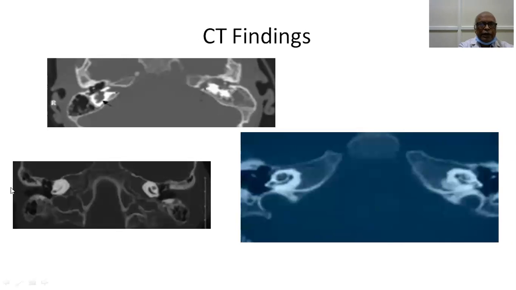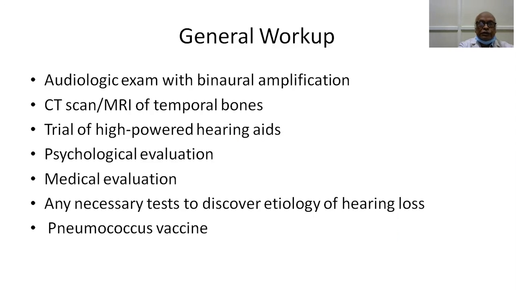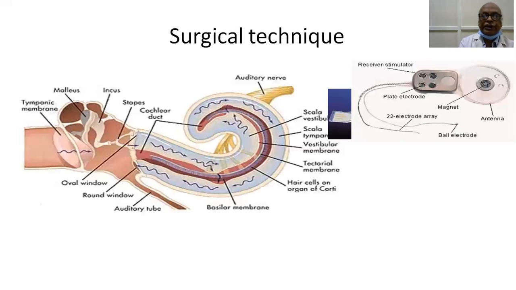These are the CT findings of labyrinthitis ossificans secondary to meningitis. General workup should be done, audiological examination should be done with binaural amplification, CT scan should be done to study the bony findings in the temporal bone, whereas MRI should be done for study of the membranous cochlea, and a trial of a powerful hearing aid should be done, and a psychological evaluation, and thorough medical checkup, and thorough evaluation of his hearing loss should be done. Probably there is a syndrome, and pneumococcal vaccine should be given to prevent meningitis post-operatively, because you are operating on the inner ear.